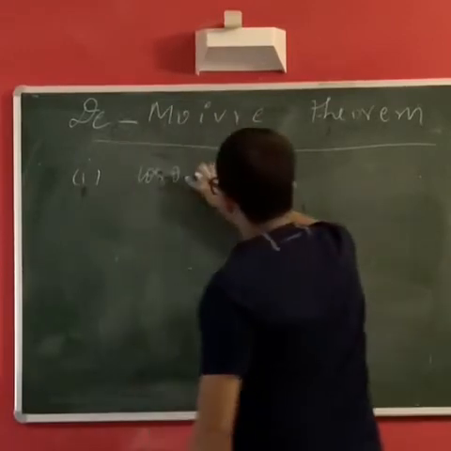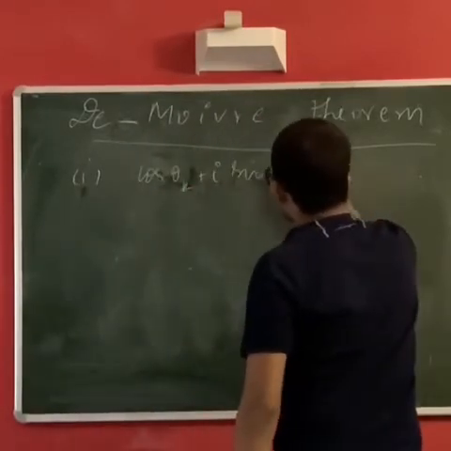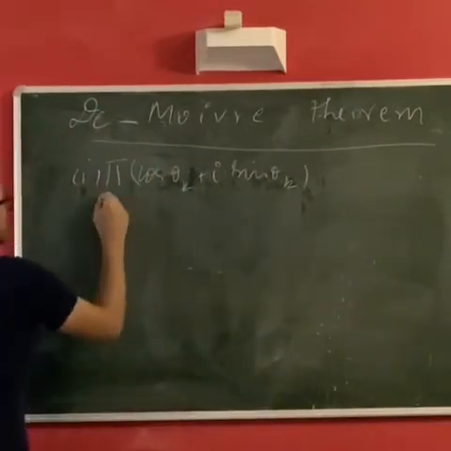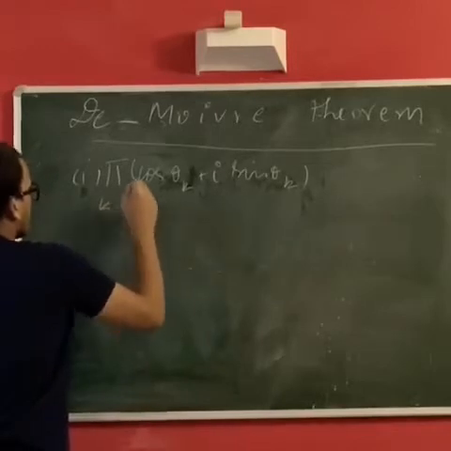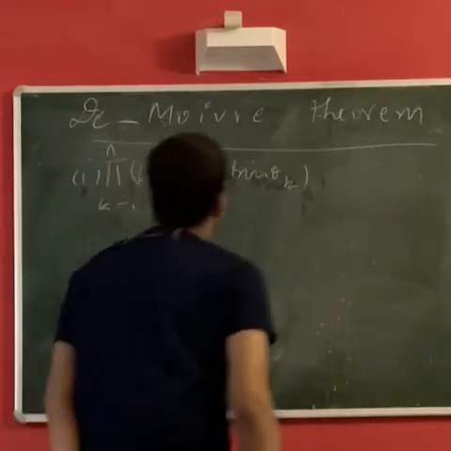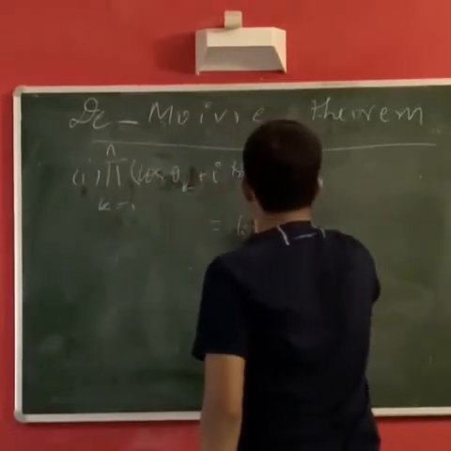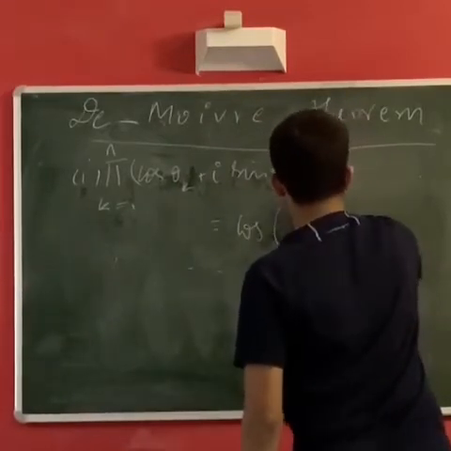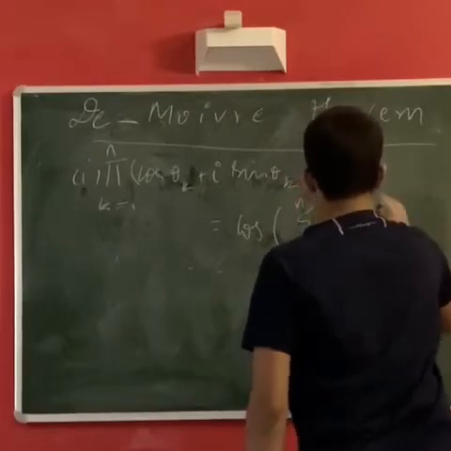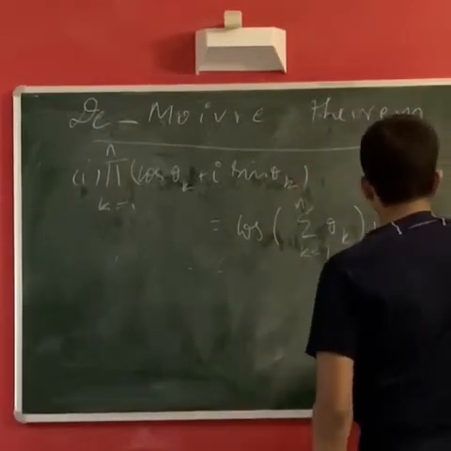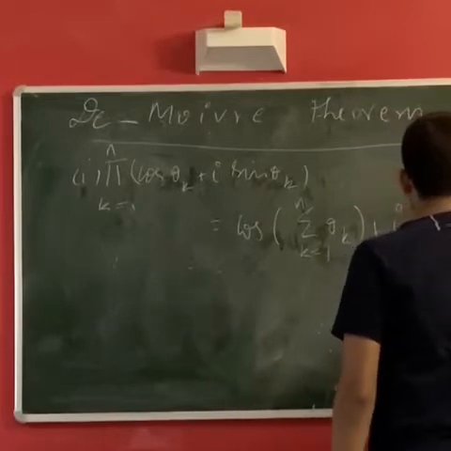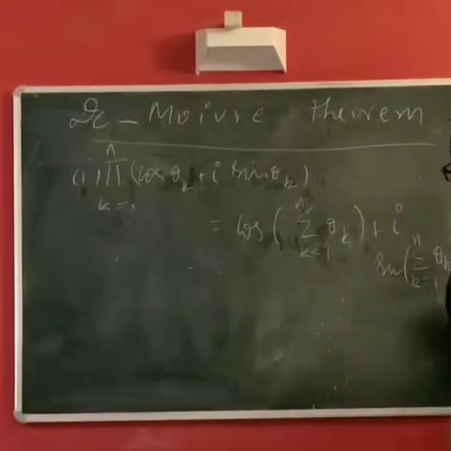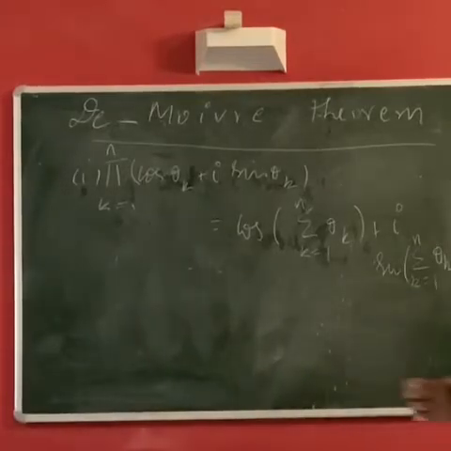Okay, I'm just going to index it. Cos theta k plus i sin theta k, the product of all such quantities where k varies from 1 to say n, is equal to cos of the sum of k varying from 1 to n of theta k, plus i times sine of the sum of k varying from 1 to n of theta k again. So this is the first result.